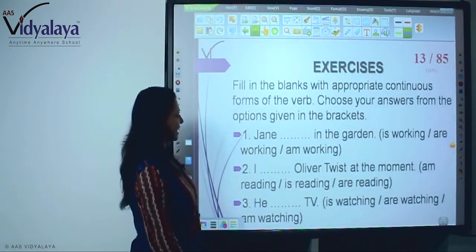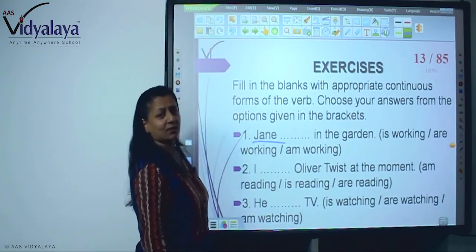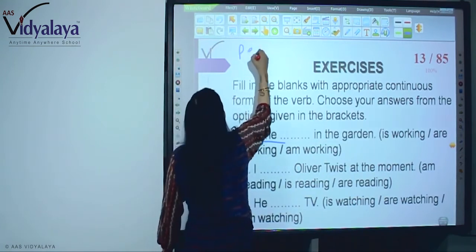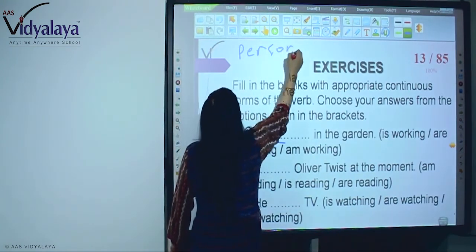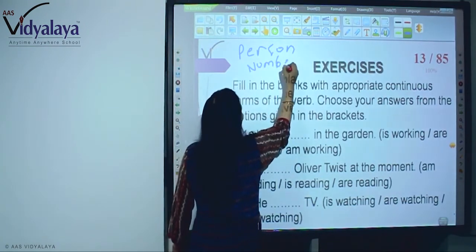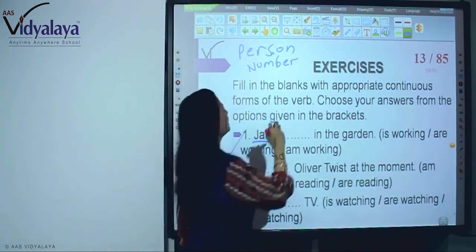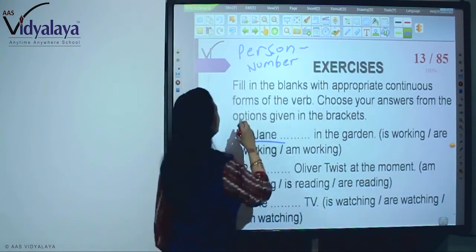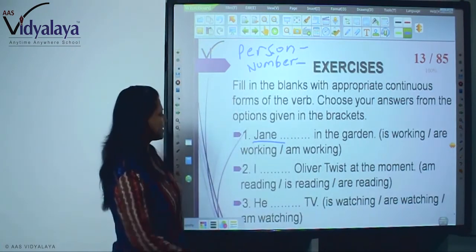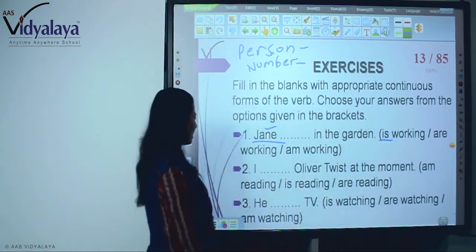Now exercises. Here you will have to write exercises. Jane is what? With singular and with person and number. You will have to be very careful with person: first person, second person, third person, and number, singular and plural. Right? Jane in the garden. Jane is what? Jane is singular, so is working.